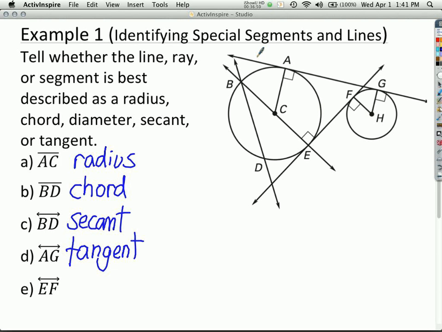All right, and what about line EF? I've got team E. Team E, Daniela, what did your team conclude the best name would be for that? Tangent. Very good. So this would also be a tangent. And you're going to see in a little while that that's also a common tangent. It's tangent to circle C right here, and it's tangent to circle H right there. That's a common tangent. This one's called an external common tangent, and this one's called an internal. Any questions on this terminology?